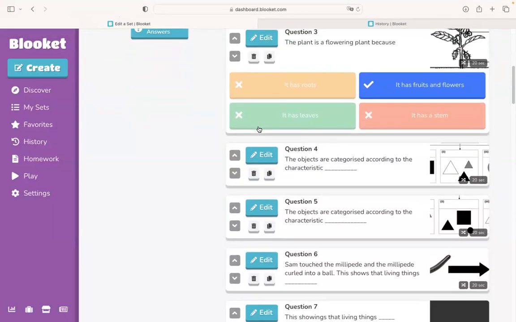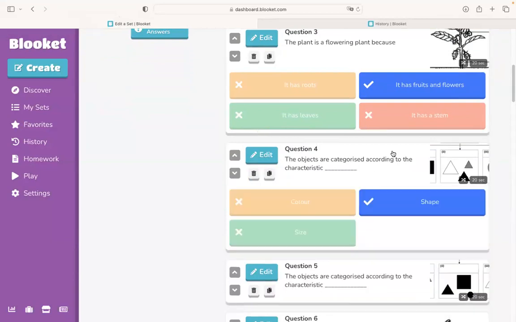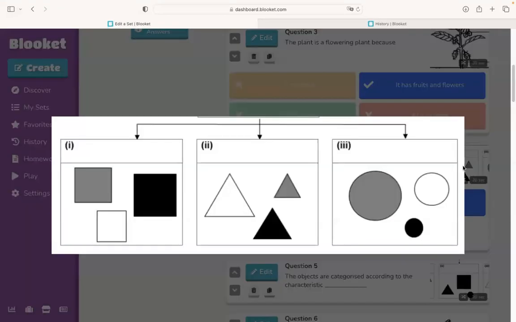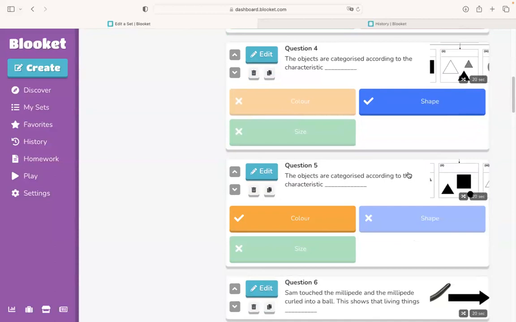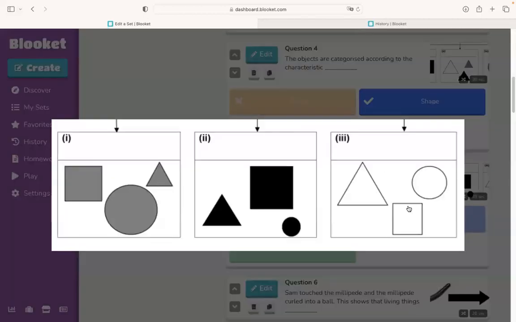Okay. Question 4. The objects are categorized according to the characteristic. Look at the picture here. The picture shows that they are basically categorized according to their shapes. Square one side, triangle one side, circle one side. All right. Question 5. The objects are categorized according to the characteristic of colors because we have gray, black, and white.